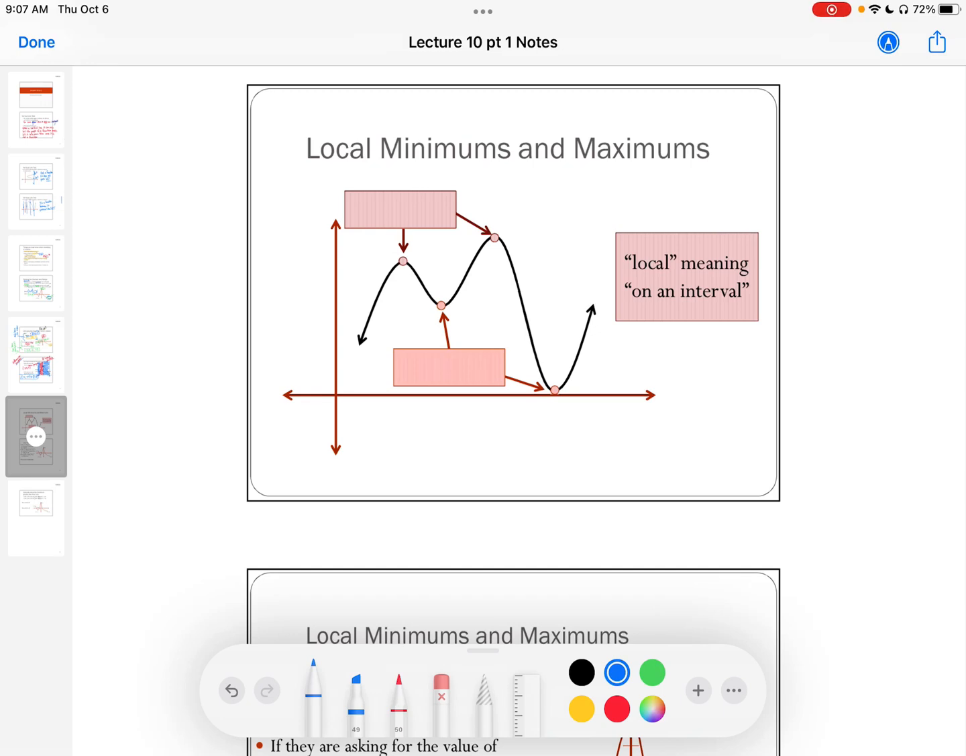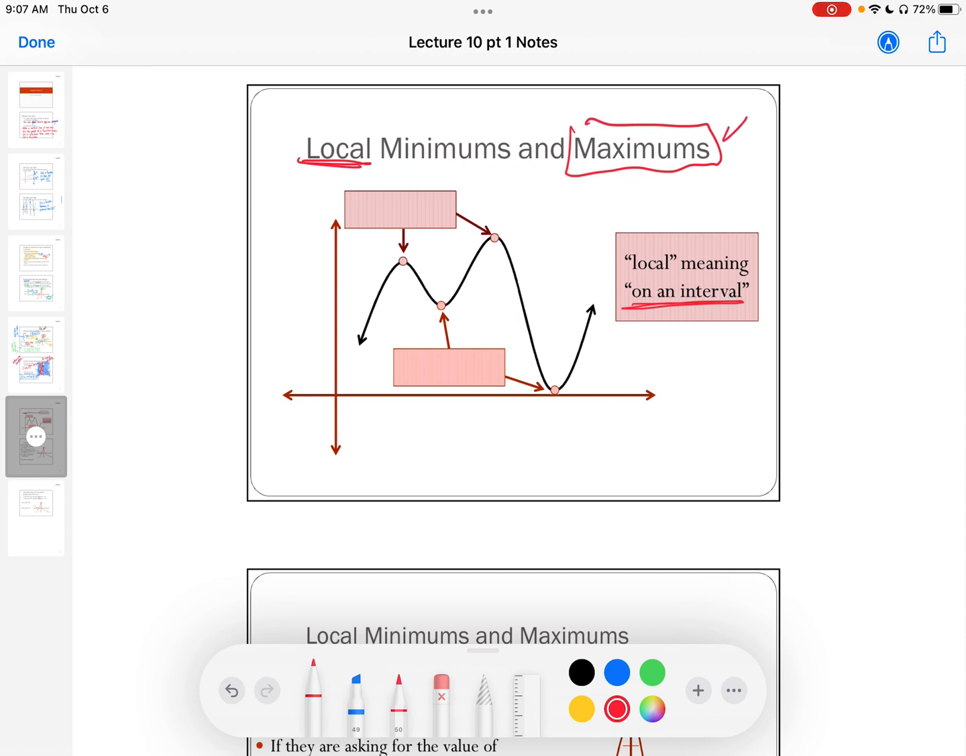Okay, in this video here, we're going to be talking about local maximums and minimums. So first, I want to define what it means when we say that it is local. Well, that means on a specific interval. Okay, now this is an example of I am looking for your peaks and your valleys. So what do you guys think your peaks are?